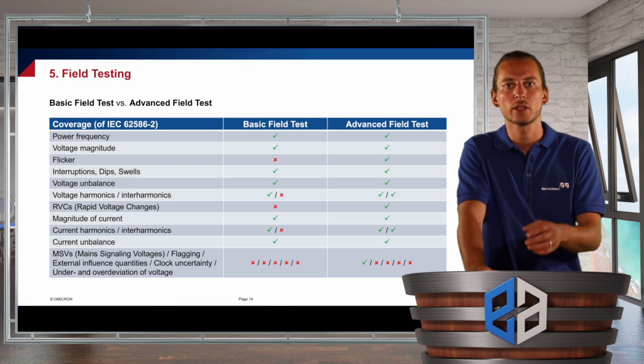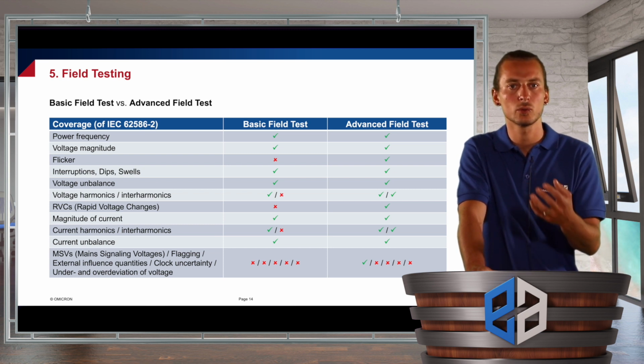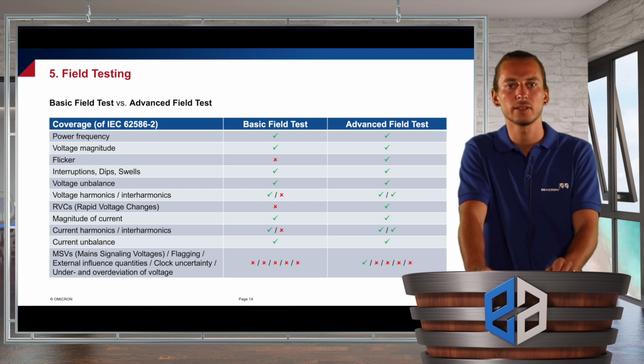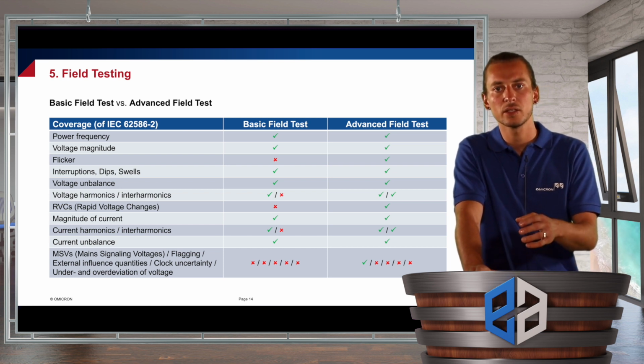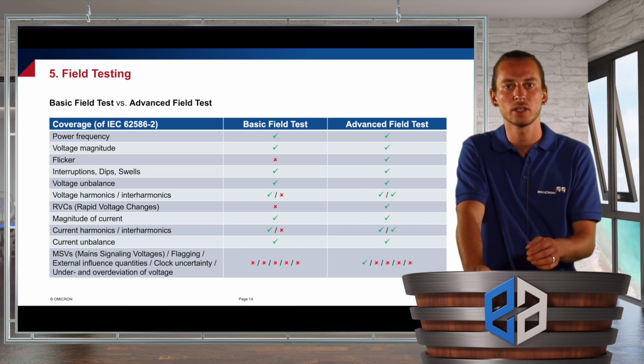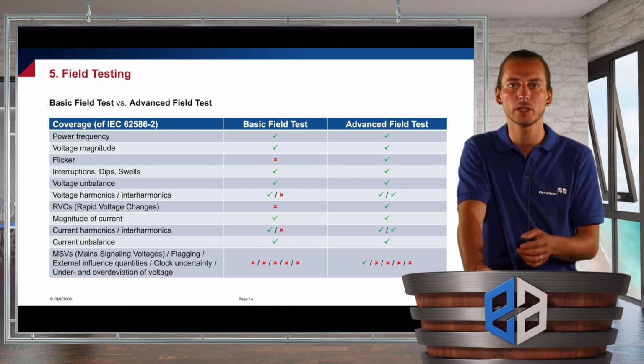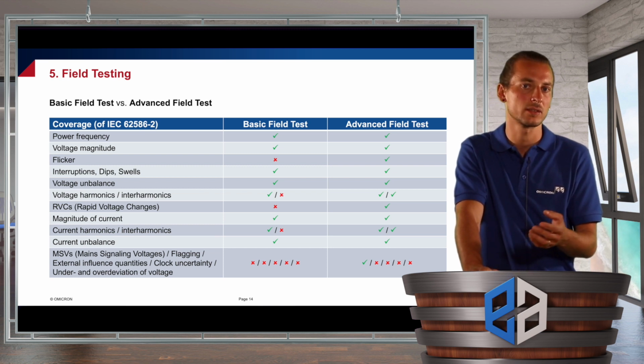To have a short glimpse on the coverage of the 2 test concepts, what do they contain of the IEC 62586-2, I think the main difference between them is that the advanced field test contains tests for flicker as well as interharmonics for current and voltage, and the basic field test does not contain them.